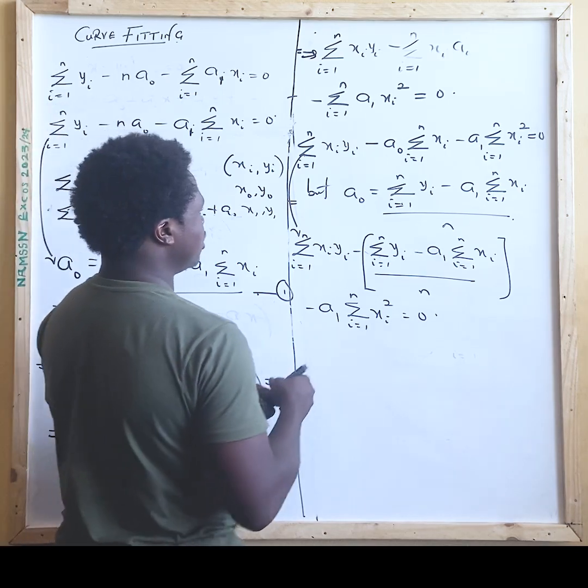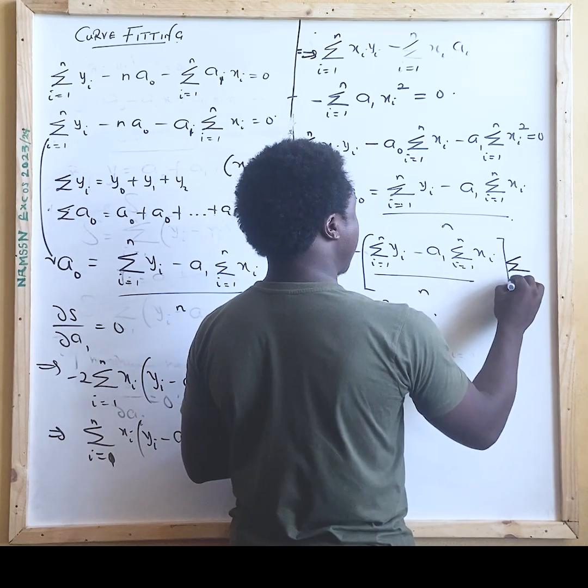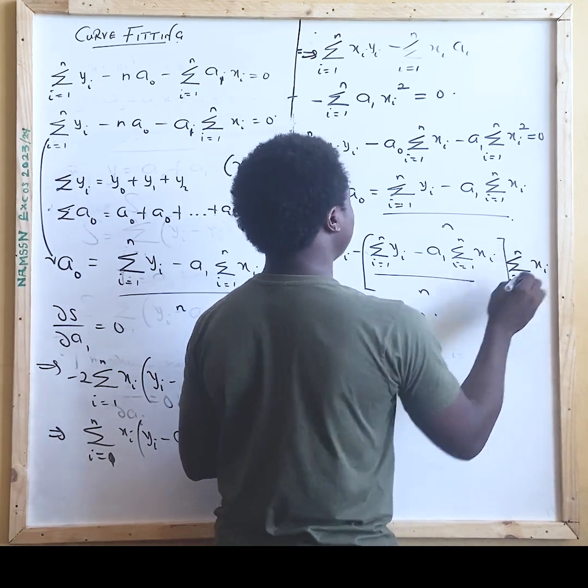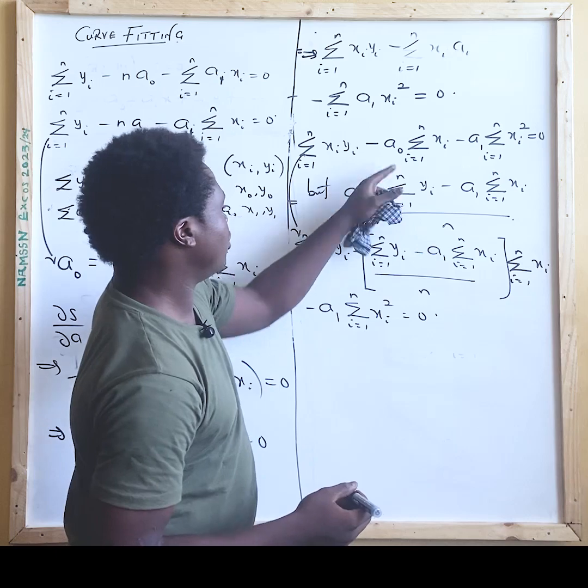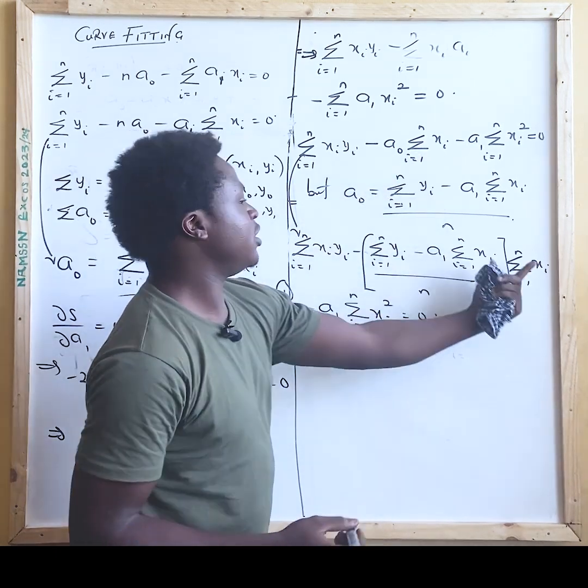Oh, sorry. There should be another summation i from 1 to n xi. Don't forget, this is a naught. Only this one is a naught. So we still have this solution here left.